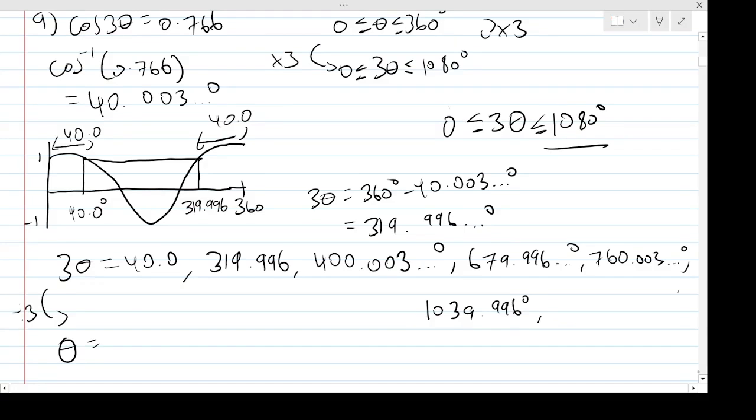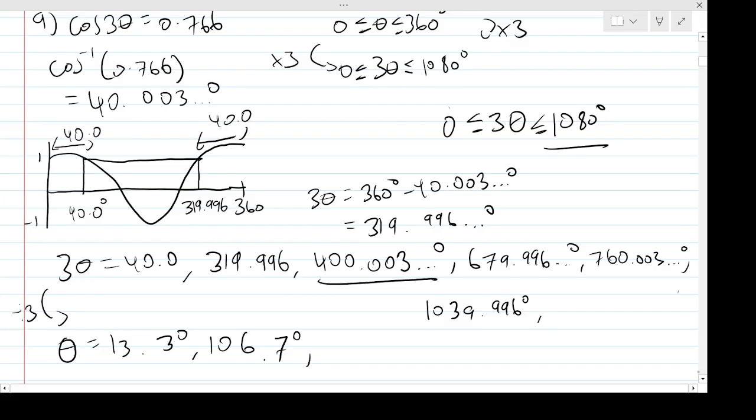So firstly, this 40.0, we get 13.3 degrees. I'm going to give it to 1 decimal place, right? Then we divide the next number in the list. So 319.996 divided by 3 is 106.7 degrees, rounded up.